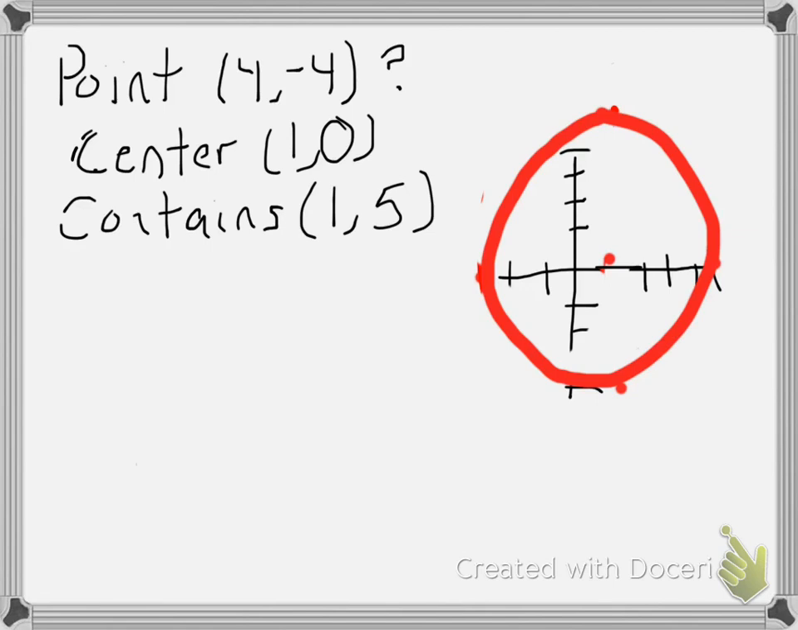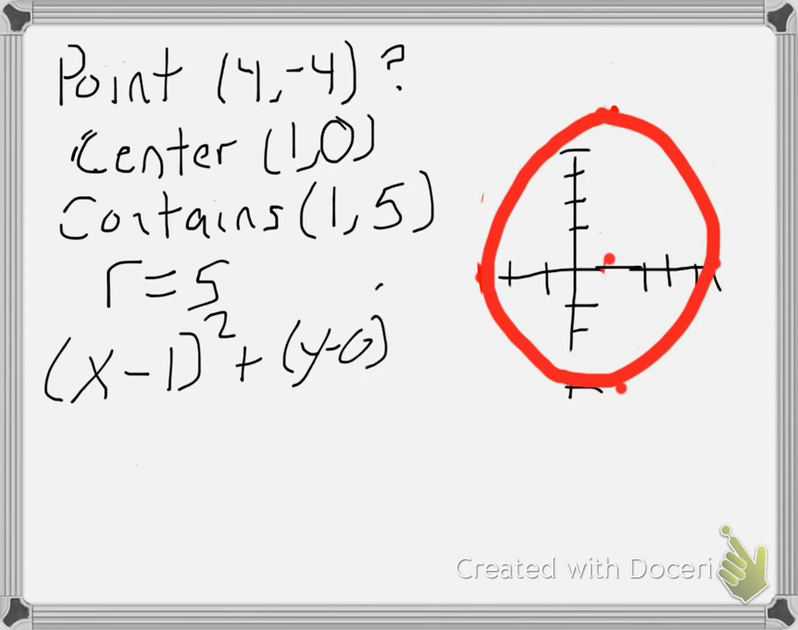Notice that I have figured out that the radius of the circle is indeed 1, 2, 3, 4, 5. We've got the point 1, 0, the point 1, 5, so the radius has to be 5. So the radius equals 5. So my equation is going to be x minus 1 squared plus y minus 0 squared equals 5 squared. Well, now I just plug my point in and see if it makes it a true statement.